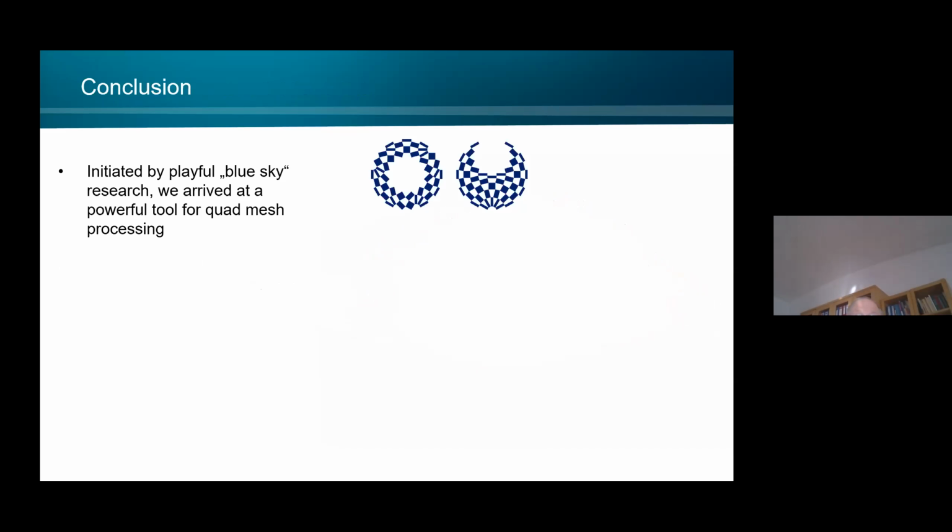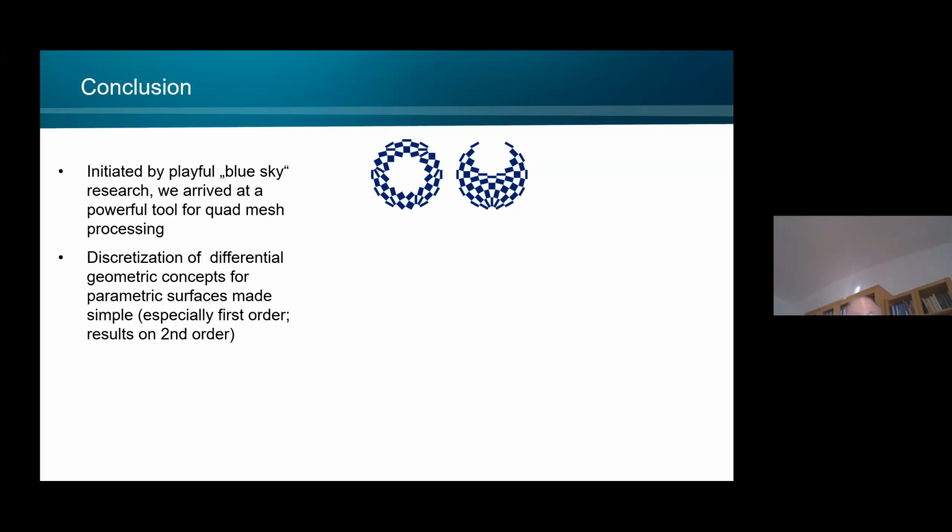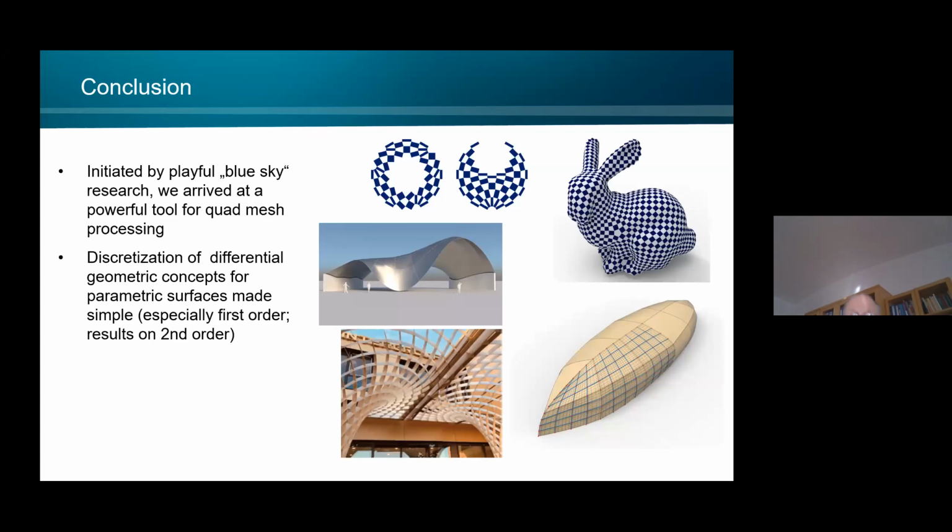This is a project where we did this blue sky research, which some people in management don't like at all. So you just do something which you're interested in and you have initially maybe no application. And then it turns out that it's actually quite useful. I hope I could show you it is useful as a discretization for differential geometric concepts and actually quite straightforward. First order is completely simple. Second order, I also showed some examples.